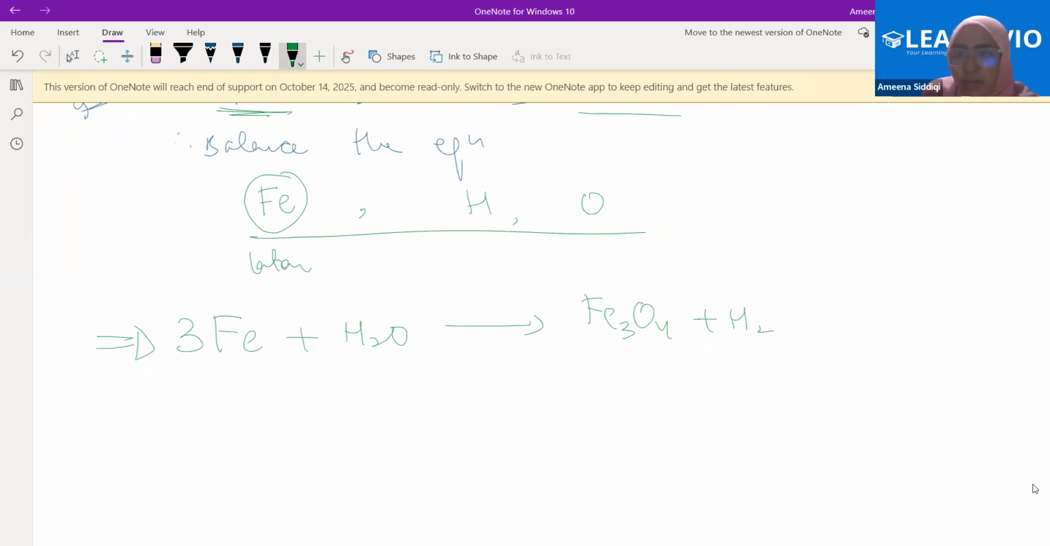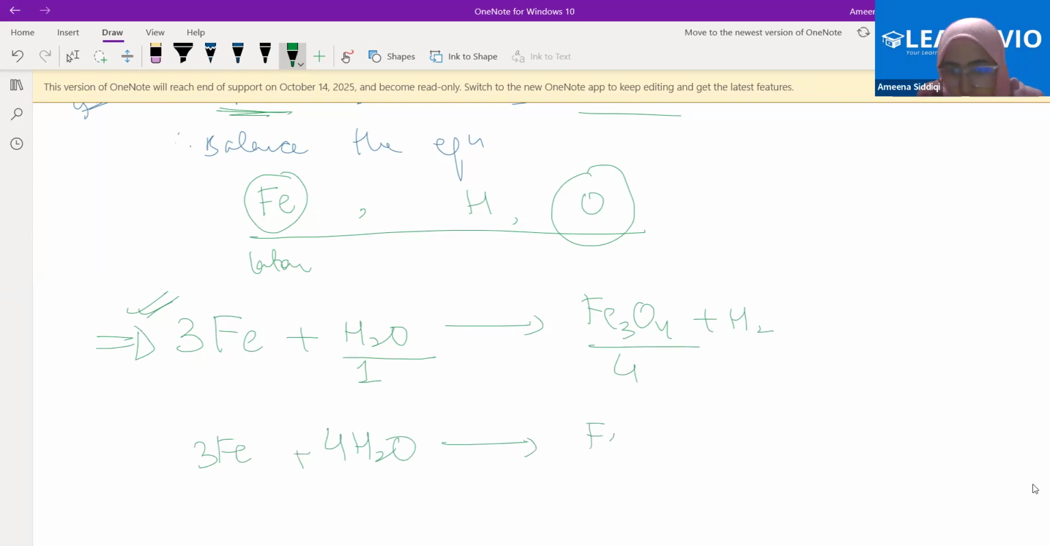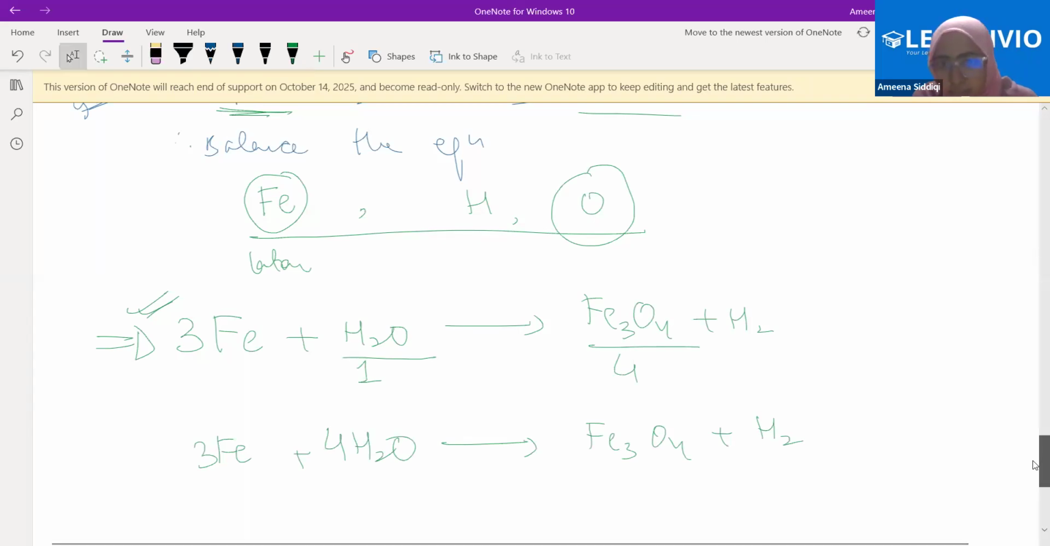Now we'll move on to any non-metal. See, there is no non-metal here, right? So we move on to the third step, that is oxygen. This is my equation now. How many oxygen atoms are on the reactant side? One. How many on the product side? Four. What do I do? I add a four before H2O. Now I get this equation. Now see, is oxygen balanced?